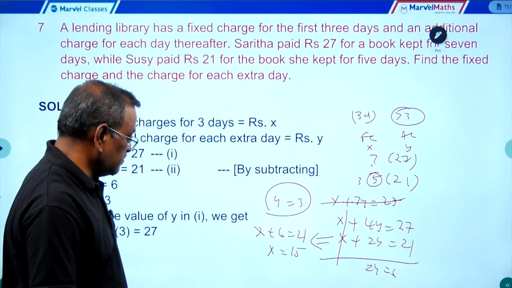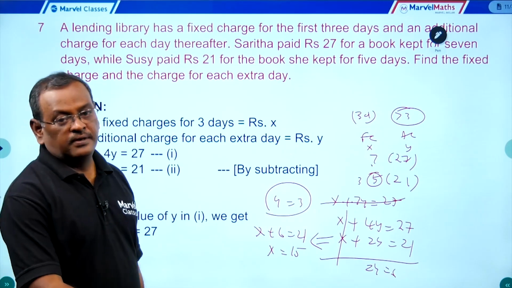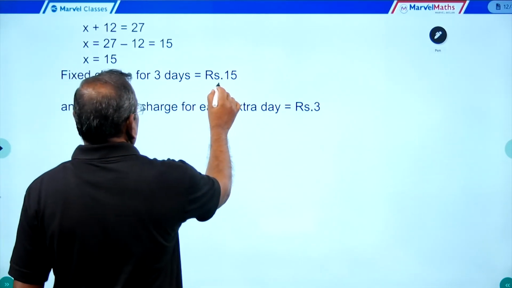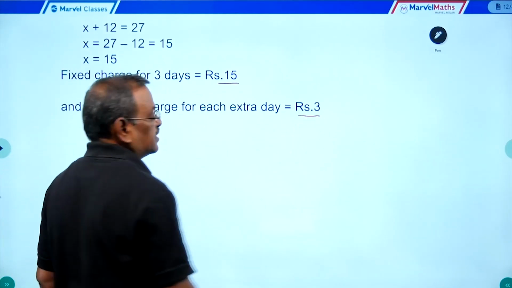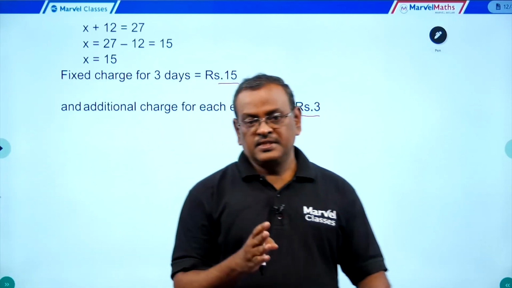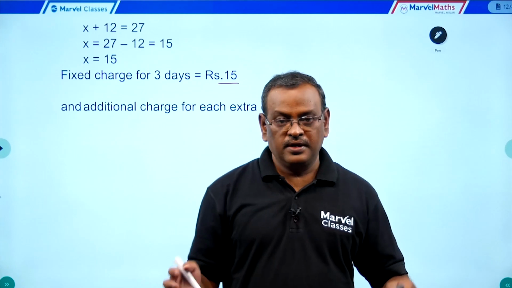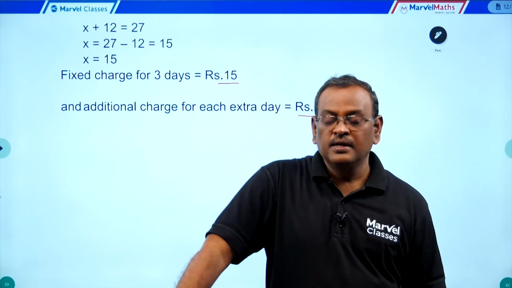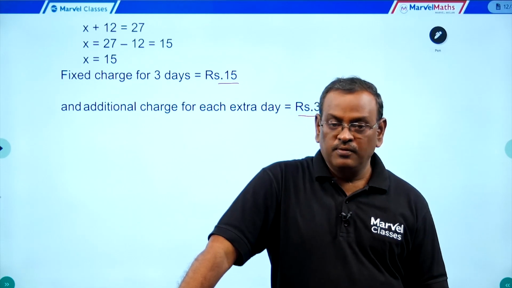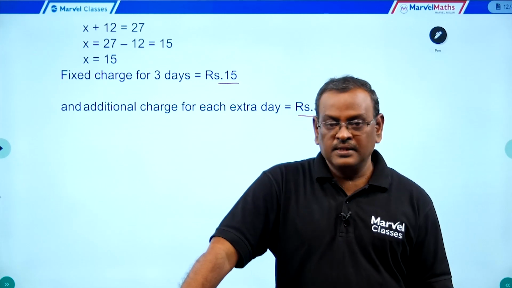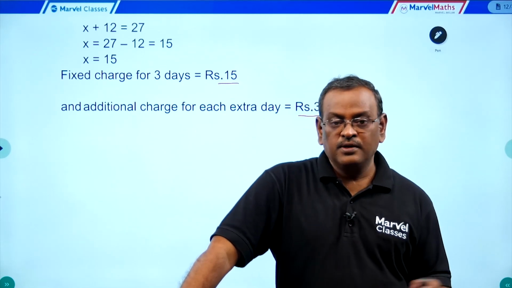So for the first 3 days it is 15 rupees, and after that each day the fine is 3 rupees. So the first charge for 3 days is 15 and each day is 3 rupees. Differentiate both the problems: fixed charge and varying charge have two different types. The second type is the lending library type, so you have to subtract. X is not a fixed amount for all days; it is for the first 3 days. You have to subtract those first 3 days from the total number of days.